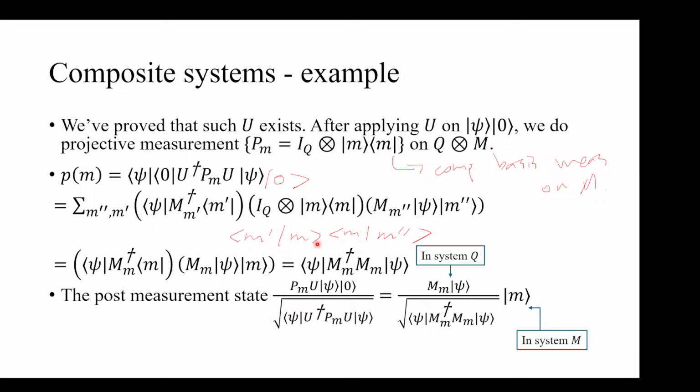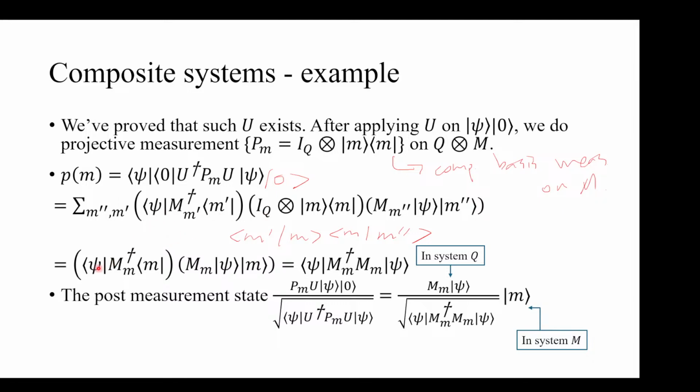So that means m prime must equal m, and m double prime must equal m. So we can just get rid of this and say that n equals m prime equals m, and n double prime equals m, and also get rid of the summation. So this is the numbers, and we also get rid of that.